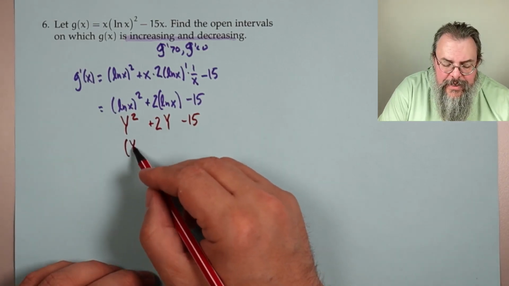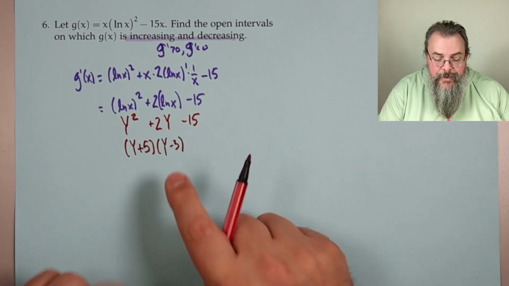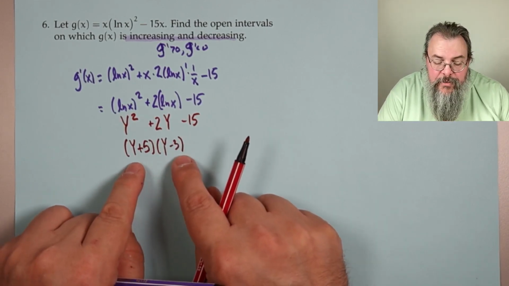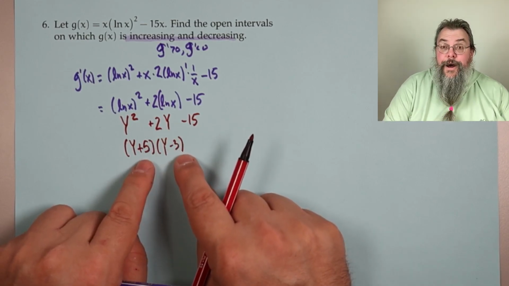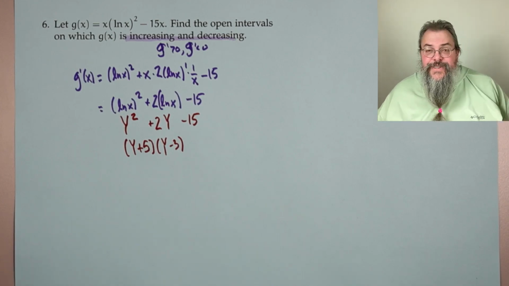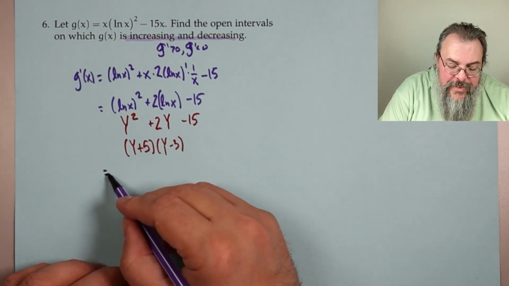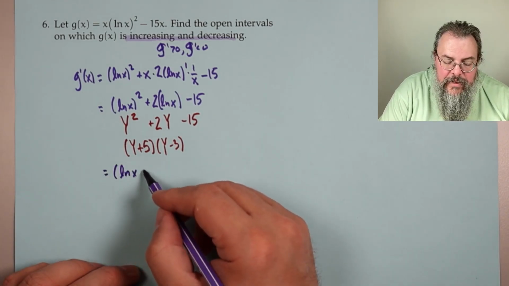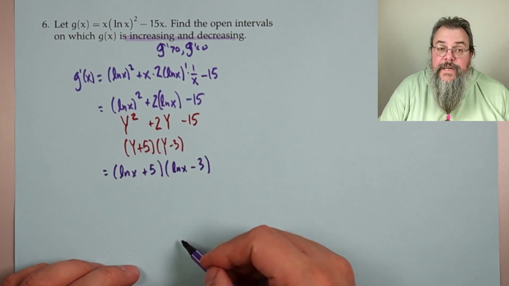I think we can do that. Let's try y plus 5, y minus 3. What do we have? Y squared minus 3y plus 5y. That's 2y. And minus 15. Whoa. Okay, so g prime of x, which looked terrible, is actually a quadratic. It just happens to be a quadratic which uses the log function. And this factors into log of x plus 5 times log of x minus 3.